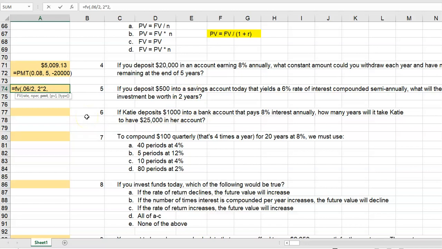And my payment, nothing. I'm not putting any money in annually, but I do put in $500 today. All right. And what do I get? $562.75.